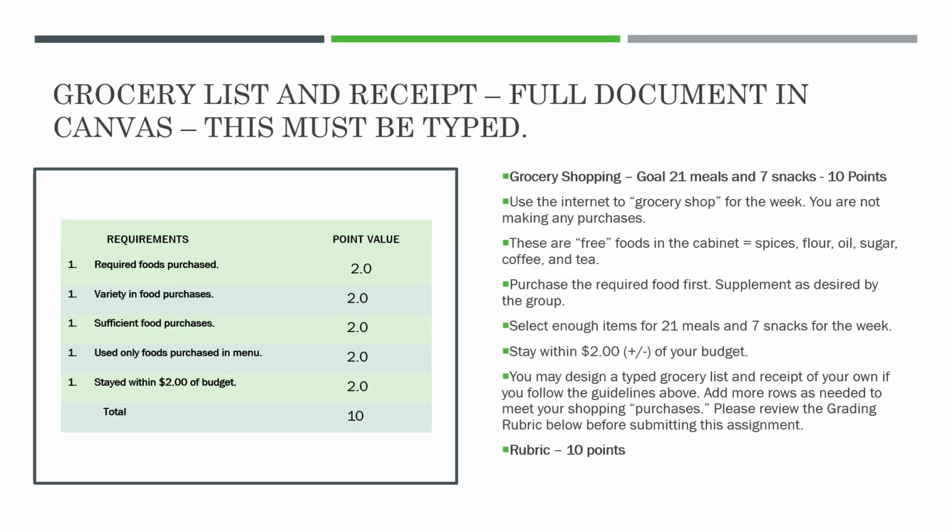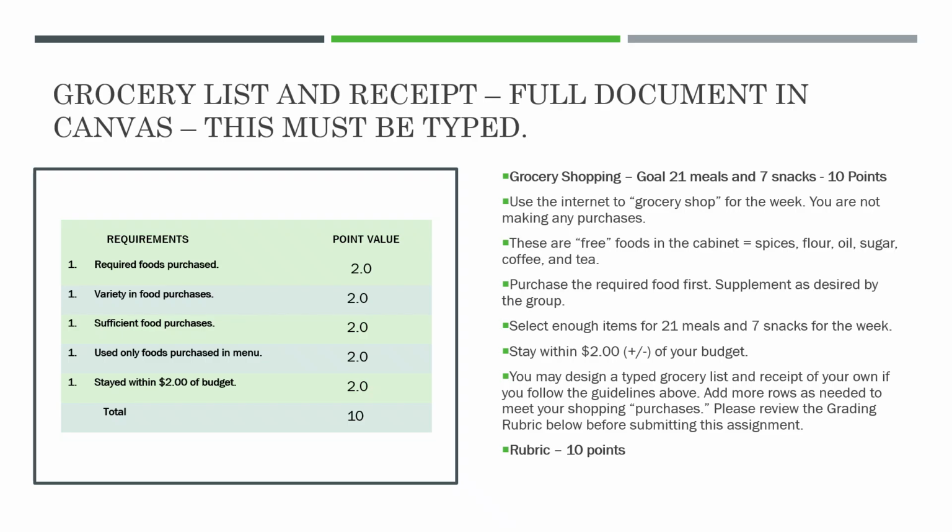Don't just buy apples for fruit, for example. Apples and oranges and grapes and whatever you can get with the amount of money you have for the week. Make sure that you have enough food. One bag of spinach is not enough vegetables for a week. Use only the foods purchased in your menus. So if you bought 3 apples, then you need to use 3 apples. You cannot use 4 apples. And I prefer that you not use 2 apples. I prefer that you use all 3 apples.